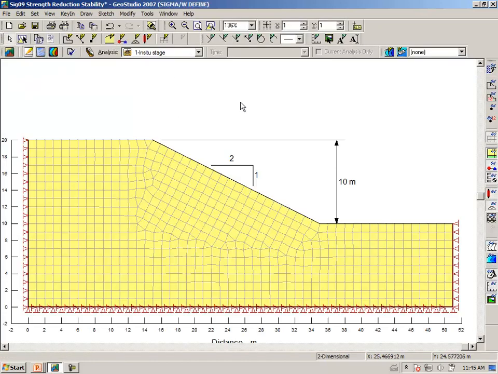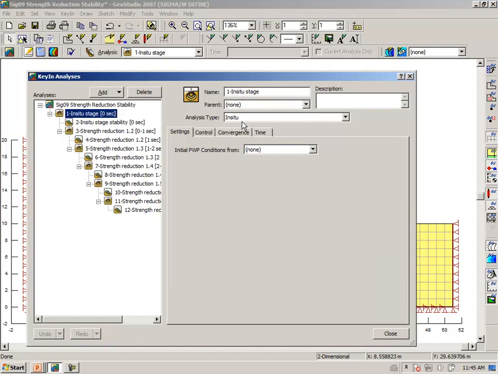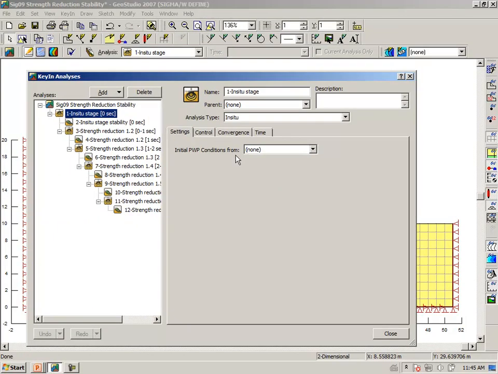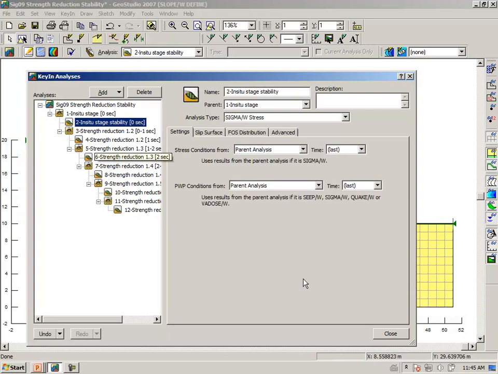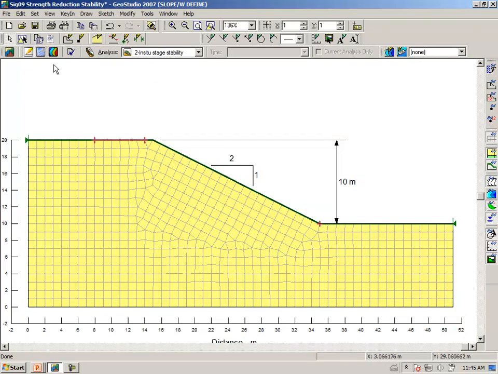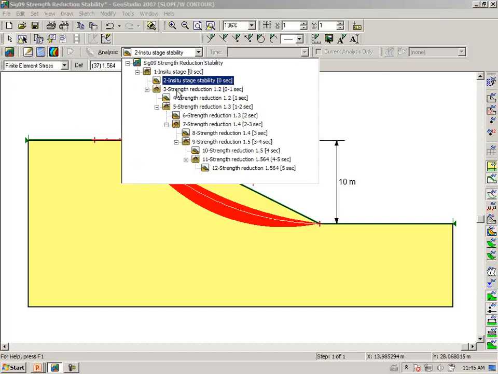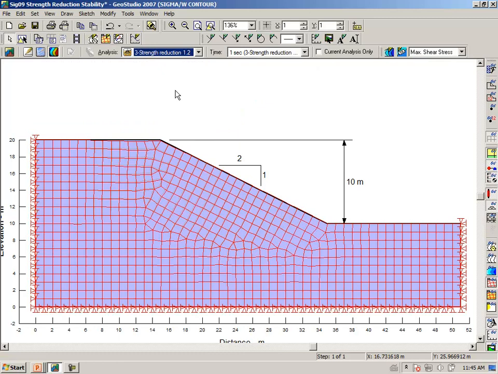Looking at the in situ case then, like in other examples, I won't go into any details here. We are doing an in situ type of analysis to set up the state of stress as a starting point for the analysis. Then we look at the factor of safety based on our in situ stresses, and we see that we have a factor of safety of 1.56 with no strength reduction. Moving along then to the first strength reduction, we have reduced the strength by a factor of 1.2.